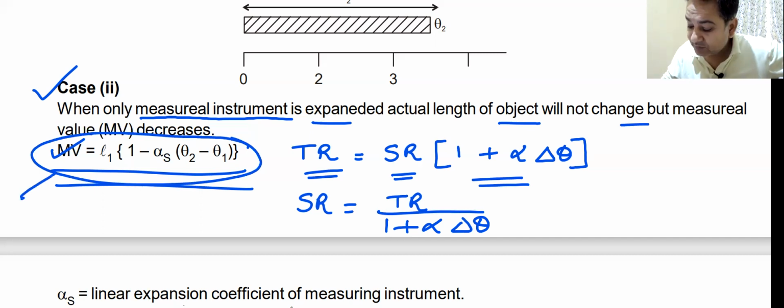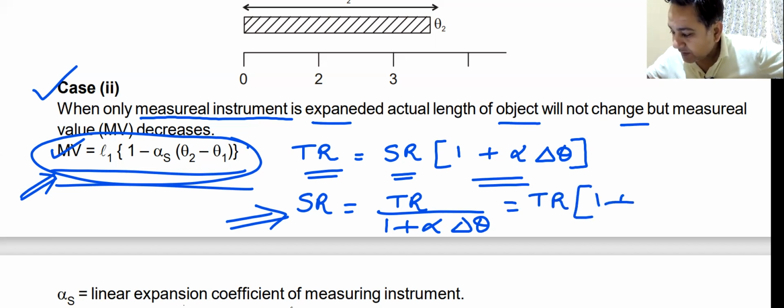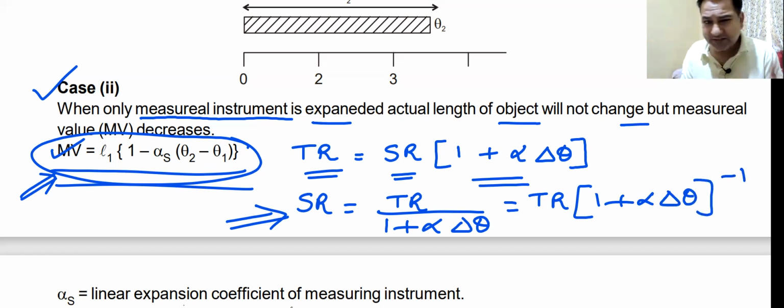They have written it like this. I am writing it like this. Are both the things same? Yes, sir. How? This simply becomes a binomial expansion: 1 plus alpha delta theta raised to the power of -1. Just expand this binomially. So you get the same result. Don't have to worry. Both the formulas are the same. Am I clear with this? Yes, sir. Have you noted it down?